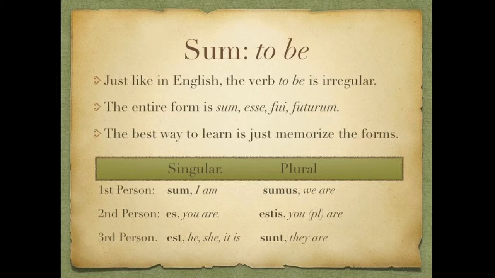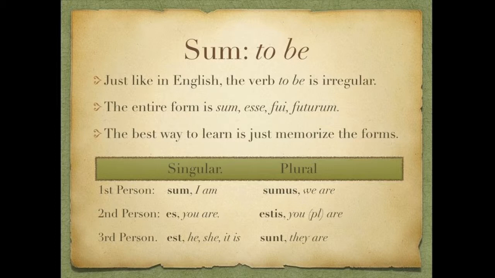The next thing we'll look at is the verb to be. Sum in Latin. Just like in English, the verb to be is irregular. Usually these words that are very common in almost every language, the more common the word, the more irregular it is. So just like in English, in Latin it has irregular forms.